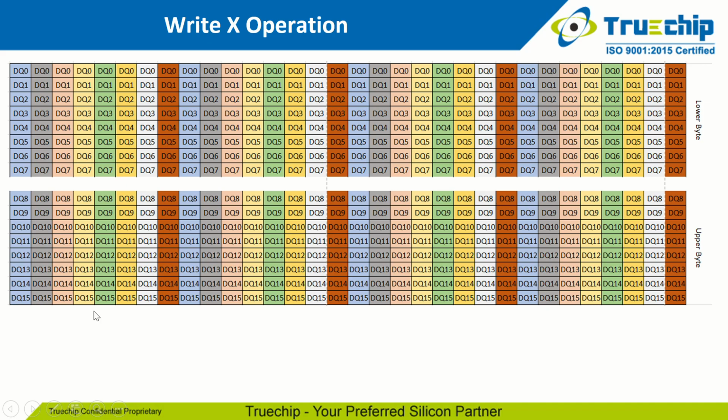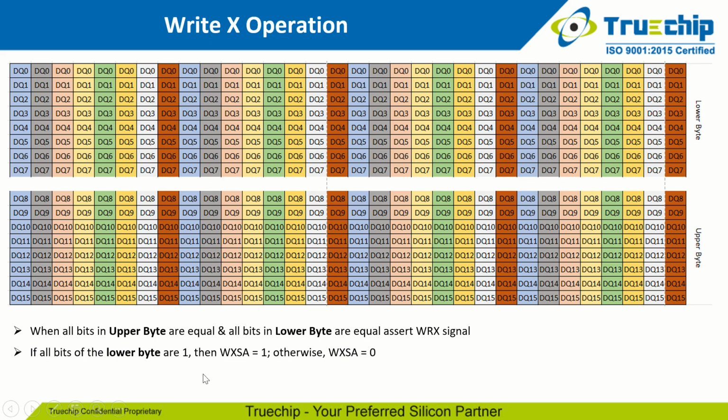So now the point comes, if DQ are the same, the data can be either 0 or 1. So how will the memory get to know about the data? If all bits in the lower byte are 1, then WXSA in the Write-X command, which is driven by the controller, has value 1, else it will be 0. And if all the bits in the upper byte are 1, then WXSB in the Write-X command, which is driven by the controller, has value 1, else it will be 0.